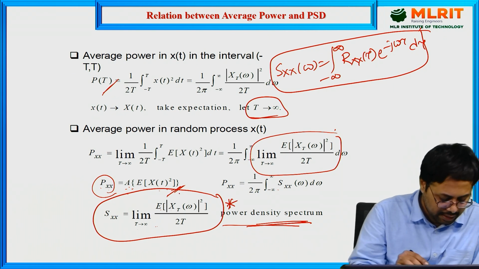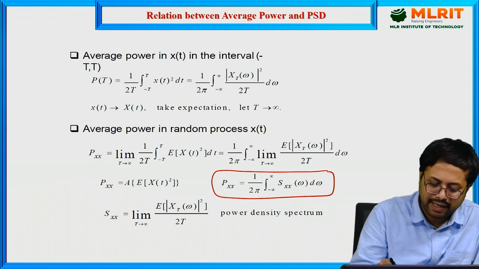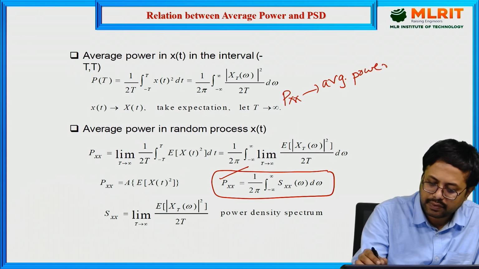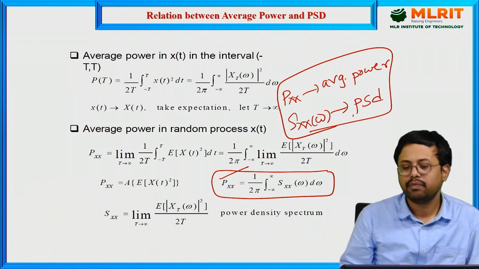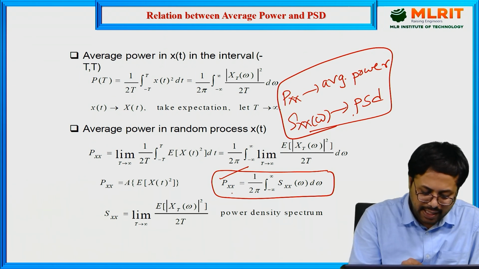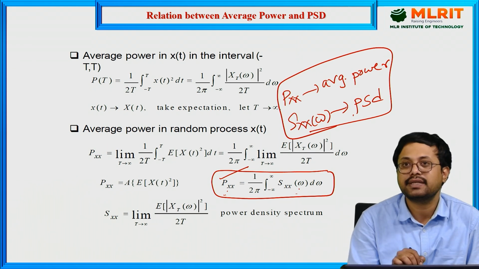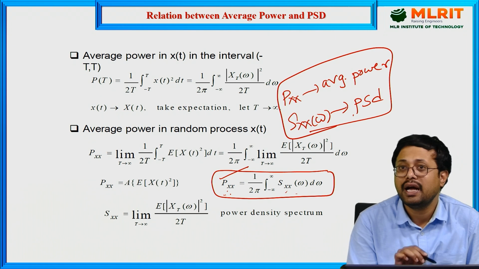And this is a relationship between average power and power spectral density. Pxx represents average power, Sxx of omega represents power spectral density. Here you can check that average power is equal to the area under the curve of power spectral density. You can observe that the area under the curve of power spectral density is called average power.